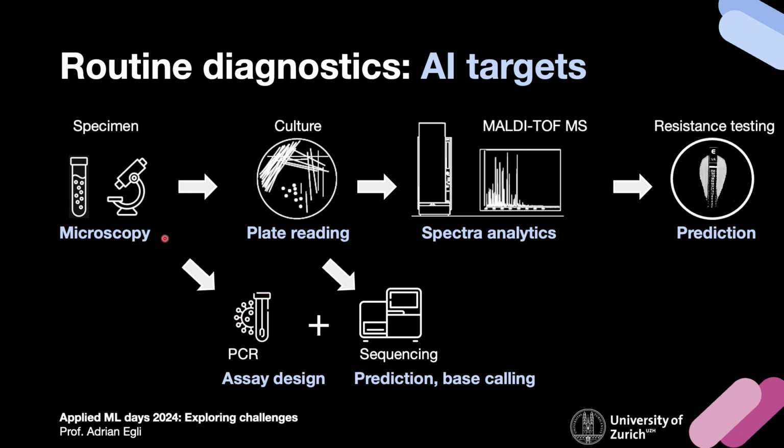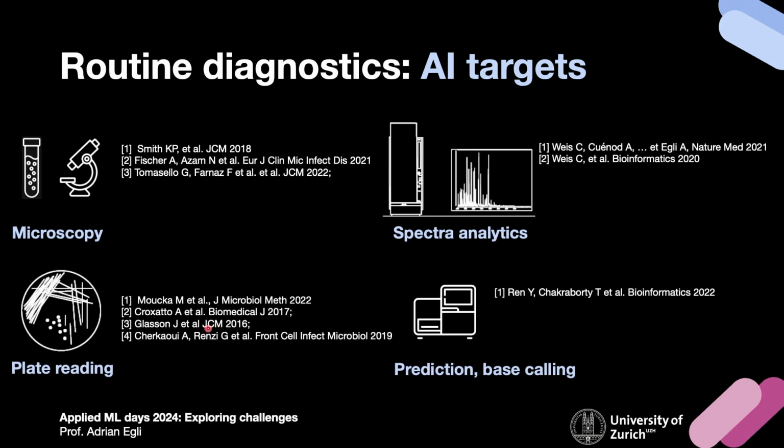You can also shorten this process. So, for example, running a PCR or sequencing. Sequencing generates a huge amount of data, and there you can also use machine learning tools. And then, for example, in PCR, you could design primers and test them with some of these algorithms. So if you actually check microscopy, plate reading, spectral analysis, and prediction, there are a couple of references here. I share my slides so you can look them up afterwards.